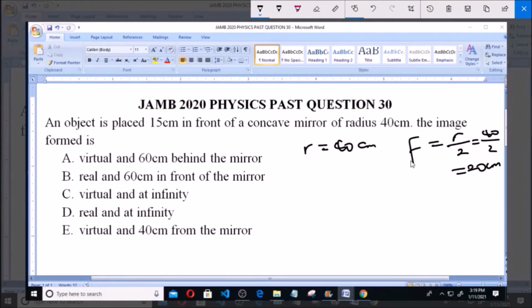Now any object placed in front of the principal focus of a concave mirror has the following characteristics. Number one is that the image will be formed behind the mirror.